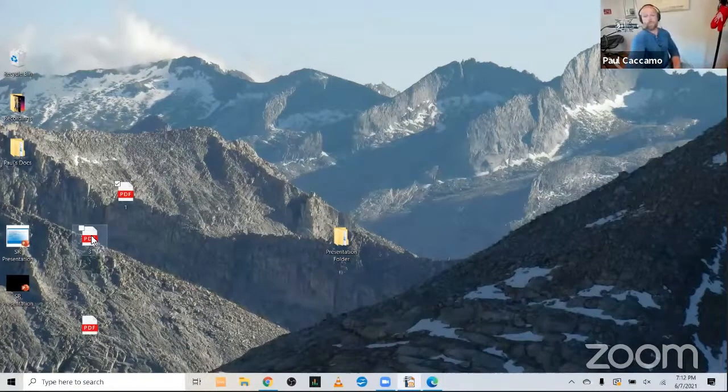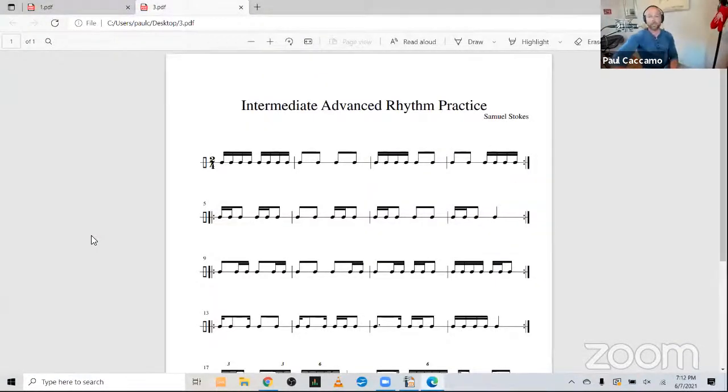Okay, that is the Great Western Divide, by the way, in Kings Canyon National Park. I highly recommend you go there.